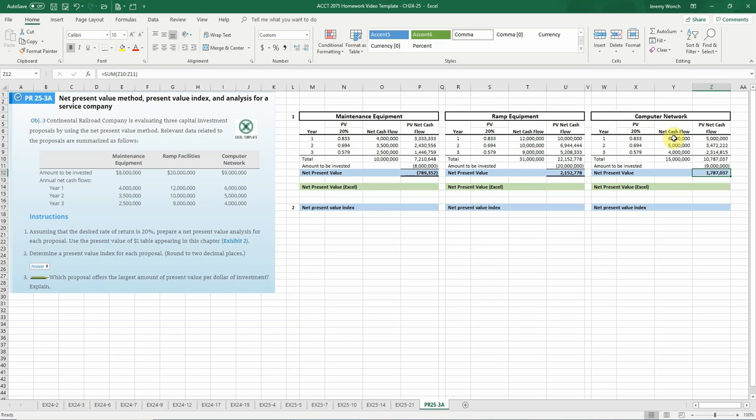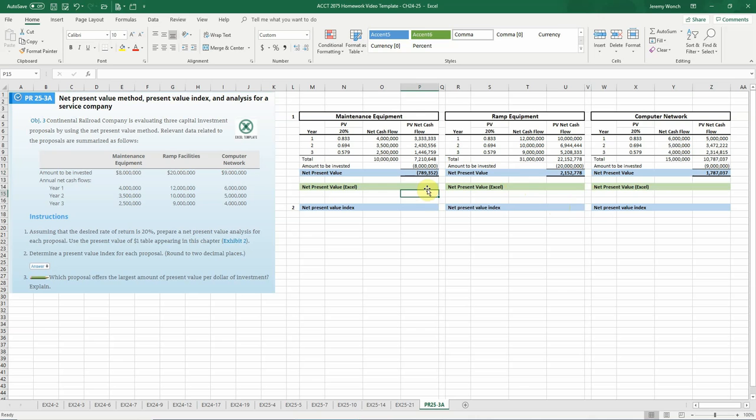So by looking at this, it looks like our best option is the ramp. We actually get the best return because we have the highest net present value on the ramp.